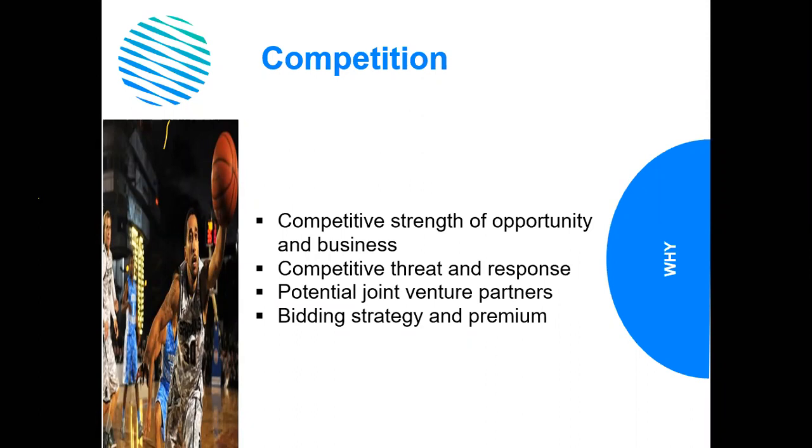And I mentioned lastly, bidding strategy and premium as a particular example of how we see this idea of competitive strength play out, because it's through our competitive strength that we can bid higher than our competitors. So what is it about this particular project or opportunity that means we're uniquely positioned to own this asset that we're bidding on, and therefore allows us to bid more than our competitors?